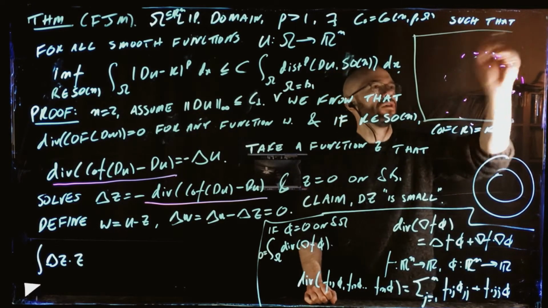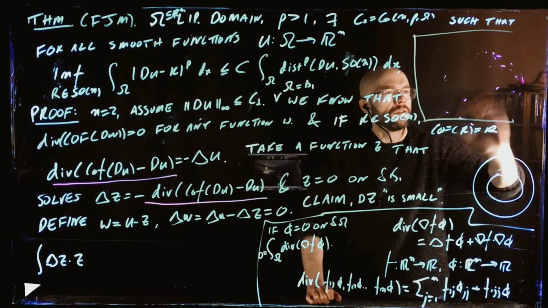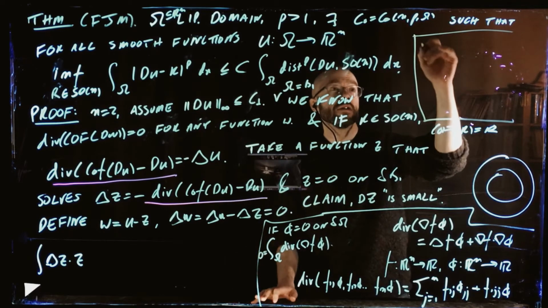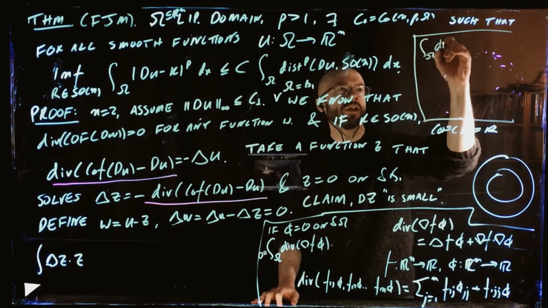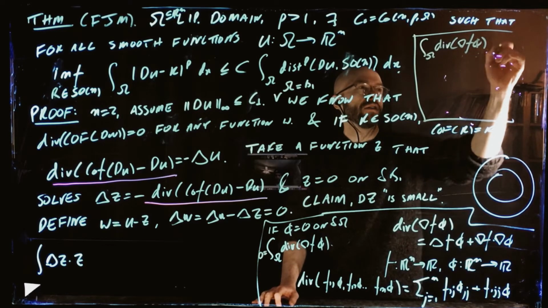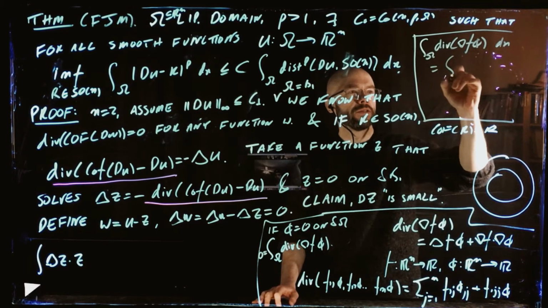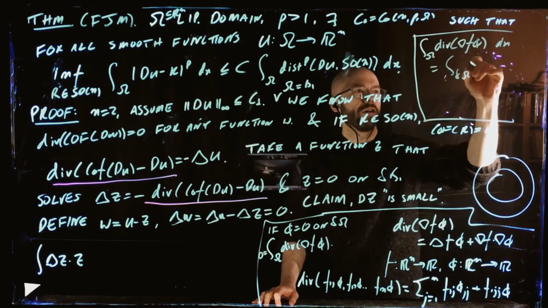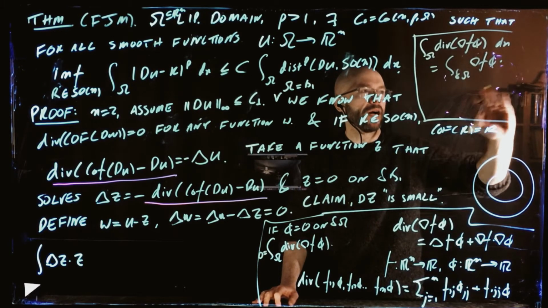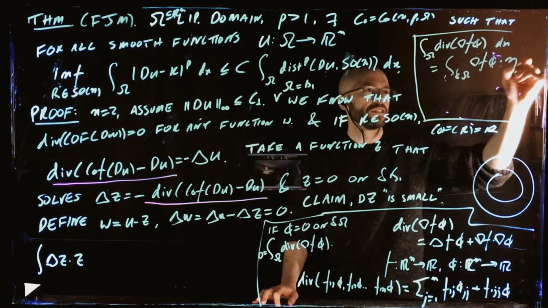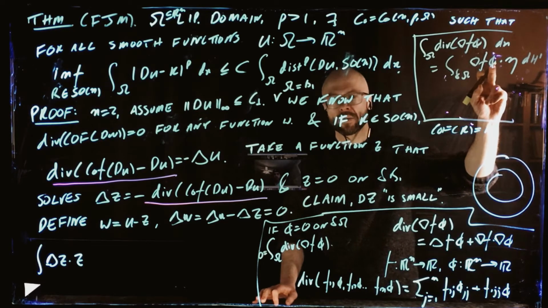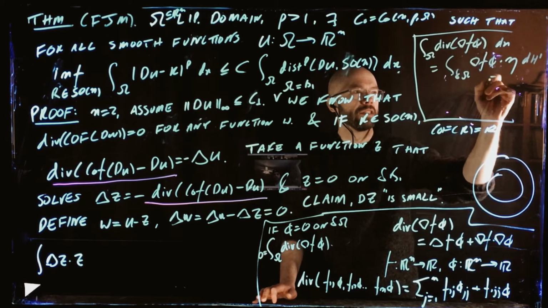So if we just look at this thing, the integral over omega of the divergence of the gradient of f of phi dx, by the divergence theorem, is just the integral around the boundary of omega of this vector field dotted with the outward pointing unit normal, like this. It's a lower-dimensional integral. But phi is 0 on the boundary, so this vector field is 0, so this thing is definitely 0.